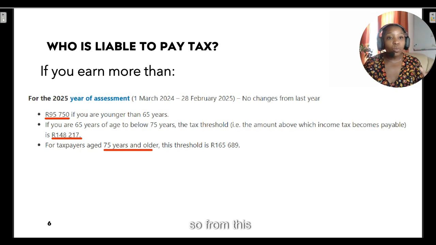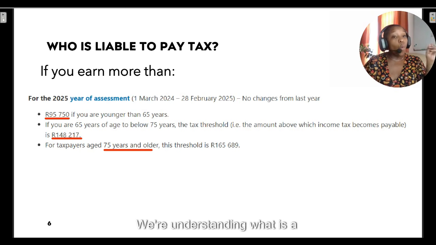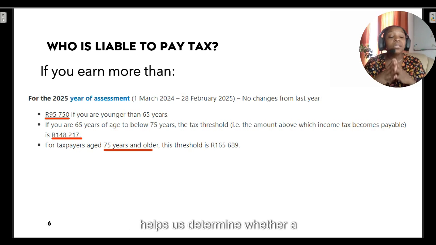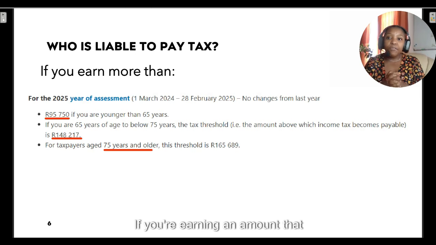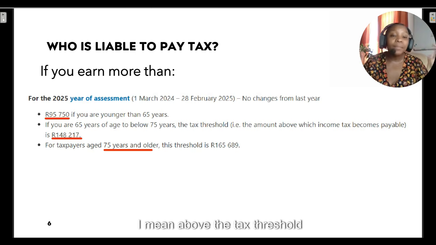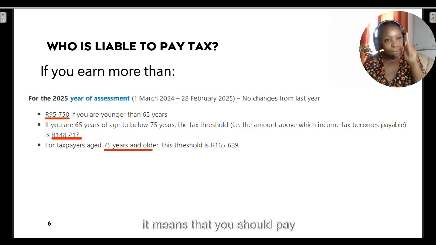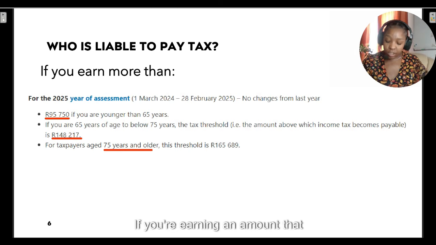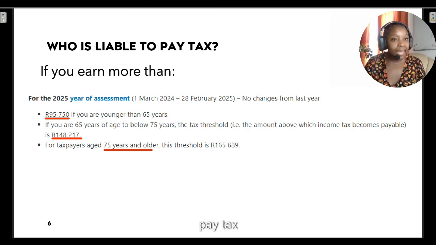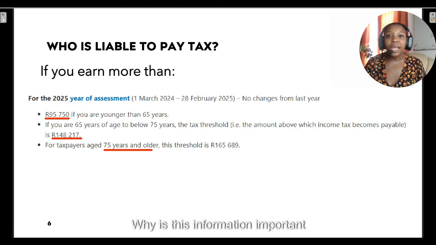Okay, so from this, what are we understanding? We're understanding what a tax threshold is. A tax threshold is an amount that helps us determine whether a person is supposed to pay tax or not. If you're earning an amount that is above the tax threshold, it means that you should pay tax. If you're earning an amount that is below the tax threshold, it means that you should not pay tax, right? Why is this information important?